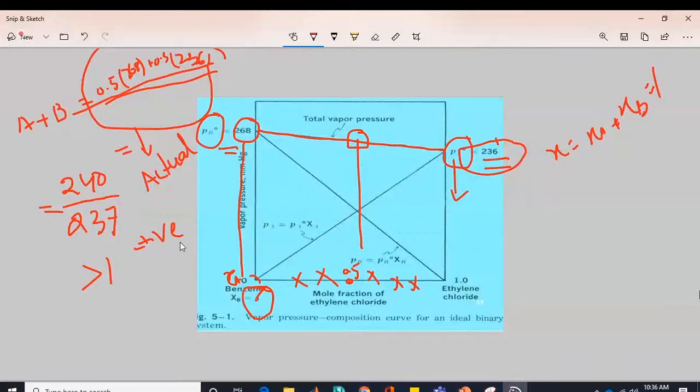Of course, this is not a distillation column. You can build a distillation column based upon simple distillation, but normally we don't.